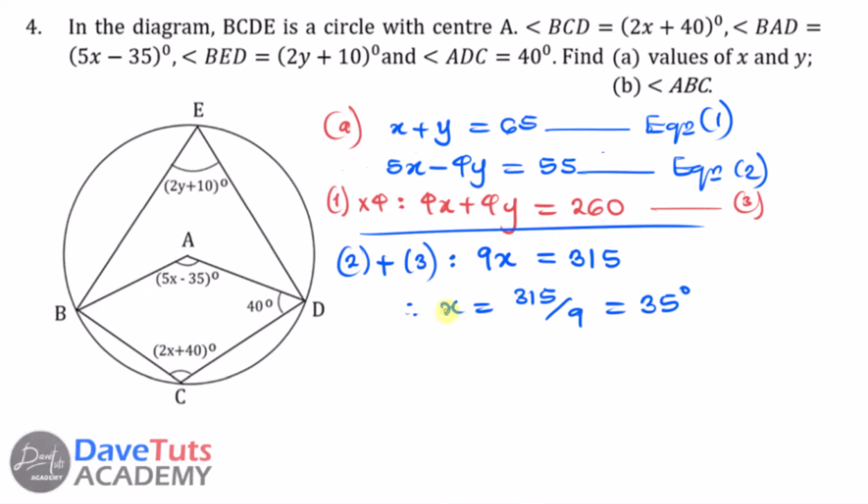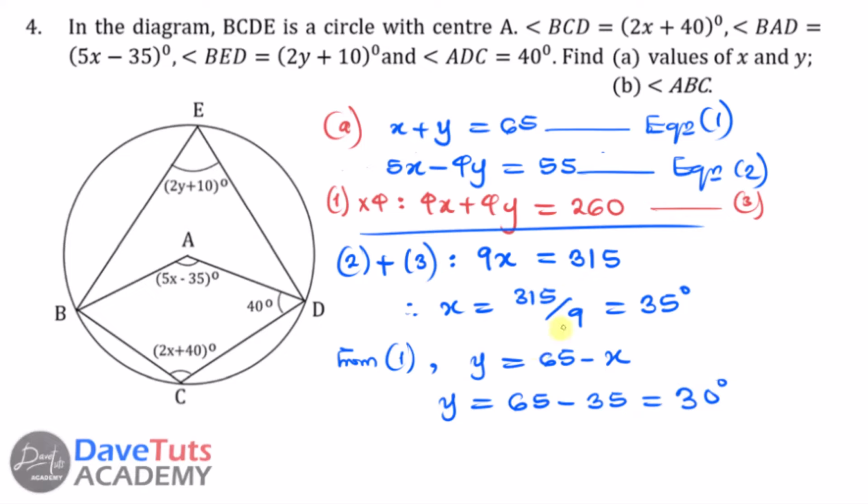Now, having gotten x, I can say from equation 1, x plus y is 65, so y will be 65 minus x. So y is nothing but 65 minus the value of x, 35, and that is going to give me 30 degrees. Therefore the solution is that x is 35 degrees and y is 30 degrees, and that effectively solved this question for me as requested.